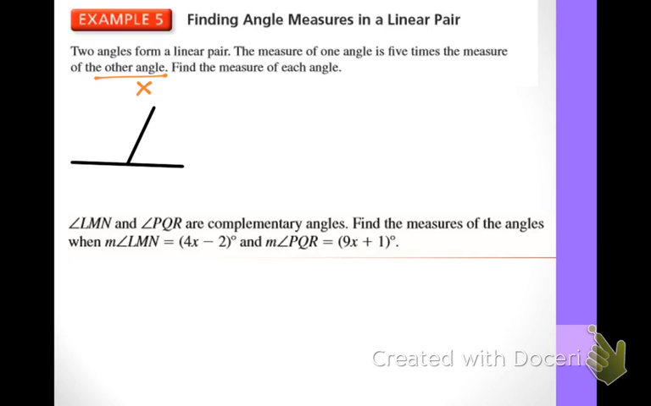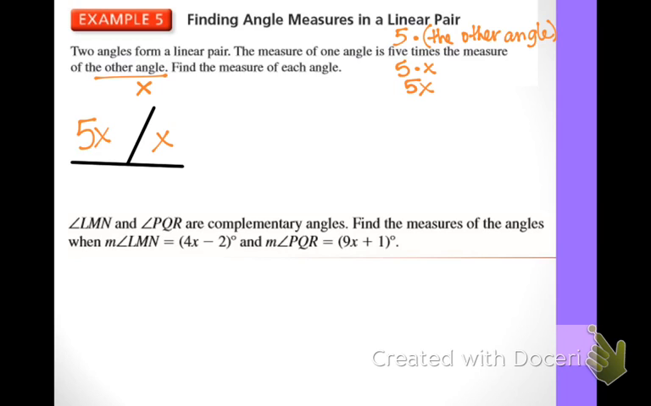The measure of one angle, so that was the original angle, the one that we were referencing. One angle is 5 times. What does times usually mean? Multiplication. Multiplied times the measure of the other angle. So times the other angle. Just follow with me for a second. What did we call the other angle? X. So what does it look like when we multiply 5 times x? 5x. So here's what you know. One of the angles is 5x. The other angle is x.